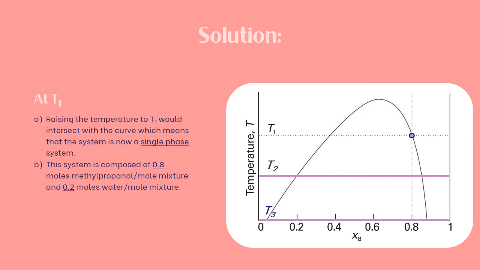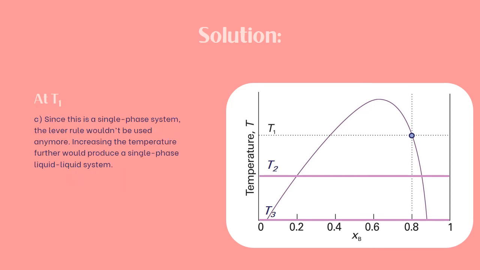0.8 moles methylpropanol per mole mixture, and since this is a single phase system, then automatically the composition of water is 0.2 moles water per mole mixture. Using the lever rule in this situation would be impractical since the system is now only composed of one phase, so we wouldn't need to compare the proportions of two phases. Thus, if we increase the temperature further, the system would remain a single phase liquid.